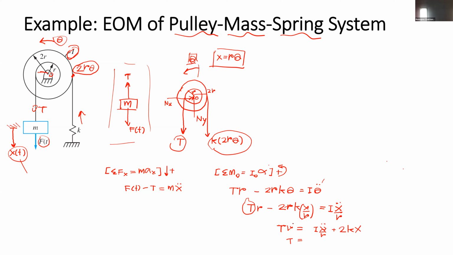Did I do something wrong? T will equal I divided by r squared times x dot dot plus 2k divided by r times x. Let me check T multiplied by r. Oh, yeah, I made a mistake here.